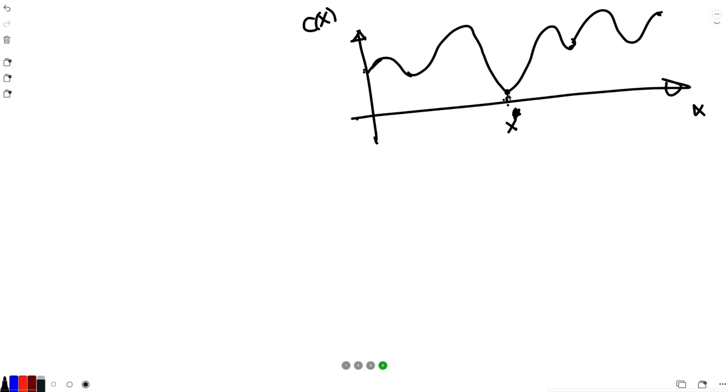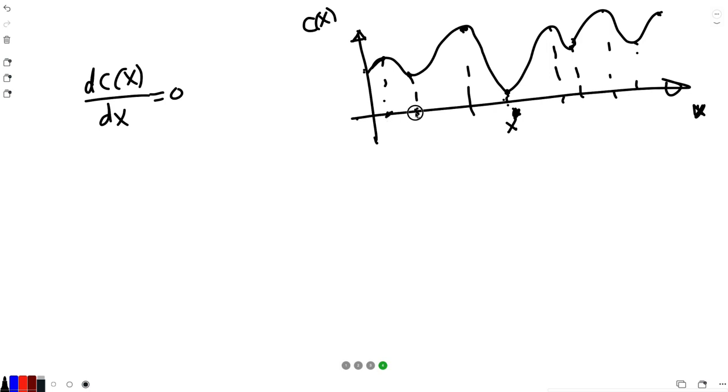Since this is the global minimum, we are interested in this point. However, if we solve this function by setting the differentiation of c of x over dx equal to 0, the result will be true for this point, for this point, for this point, and for the minimum, and for this point as well, and so on. Every point here, the differentiation will be zero at each point.